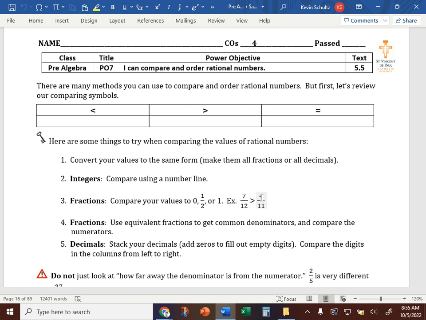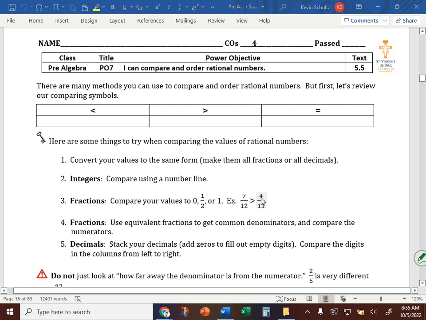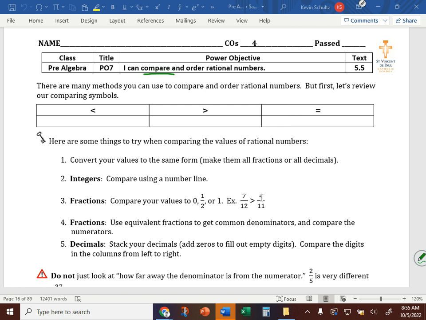But here we are, PO7, comparing and ordering rational numbers. And when we talk about compare, the word compare means to take a look at the value and say, is this better, is this worse, what's similar, what's dissimilar? And so we're going to be looking not necessarily at values that are equal, but at values that we can order, from least to greatest. Least meaning the smallest value first, greatest meaning the largest value last.